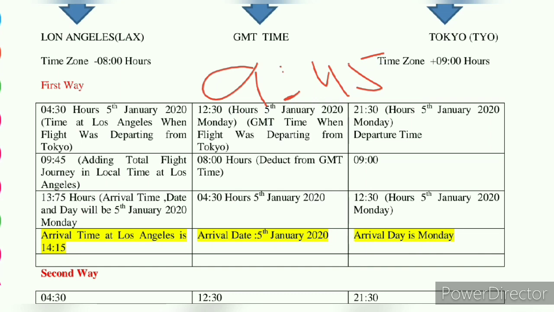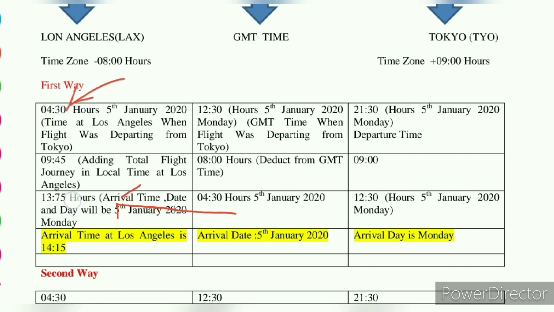So from the local time, that is 4 hours 30 minutes, if we add the total journey, that is 9 hours 45 minutes, we can get the arrival time at the destination. So the arrival time at the destination will be 13 hours 75 minutes, and the date will be 5th Jan, because that is 4:30 in the morning. So we are adding the total journey, 9 hours 45 minutes, so it will become afternoon, that is 13 hours 75 minutes.